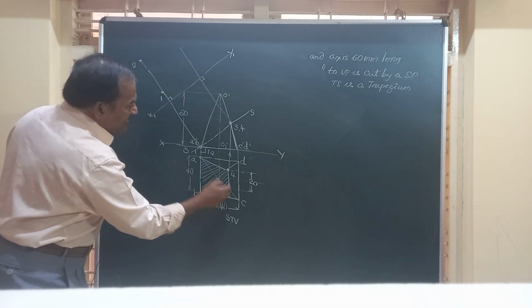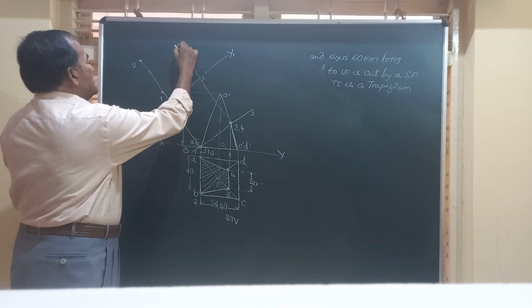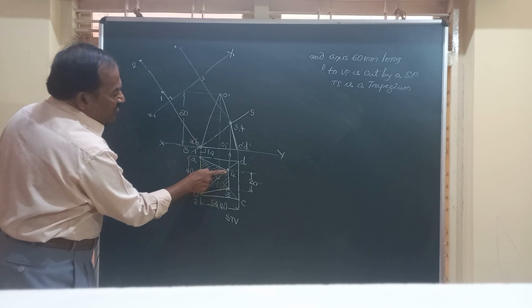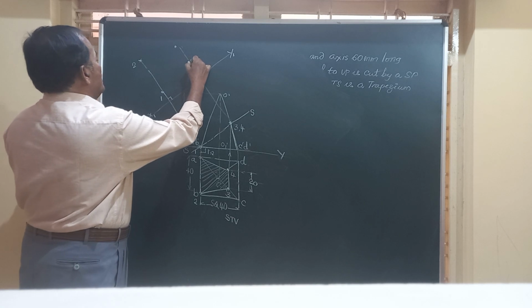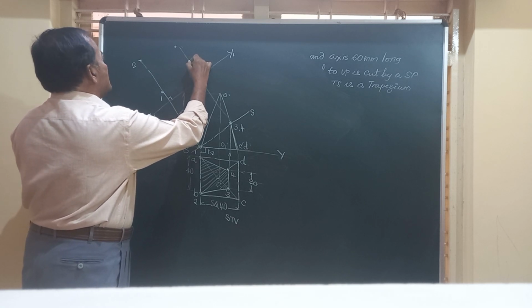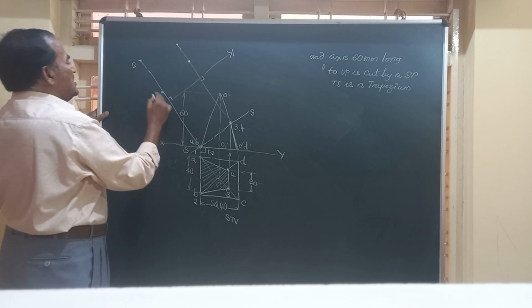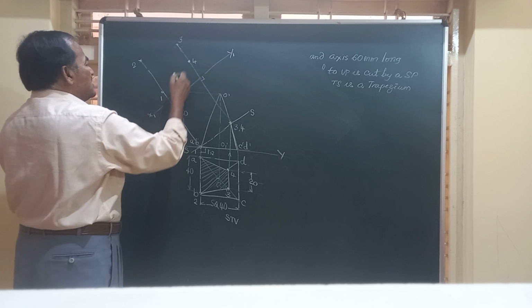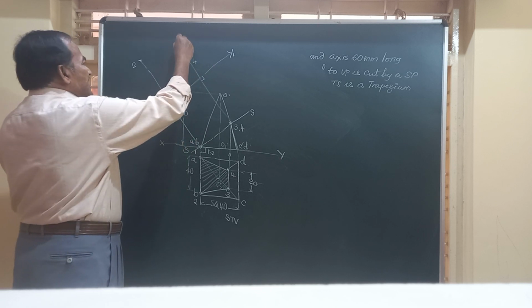Then friends, 3 from xy to this point is 3. And similarly point 4, from here to xy, we are going to take this distance. Friends, we have got all the 4 points 1, 2, 3, and 4. Join the points so obtained by straight lines like this.